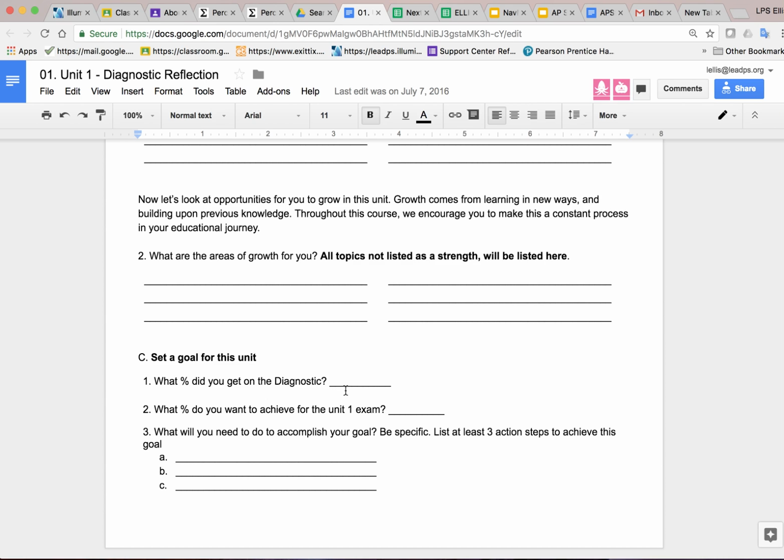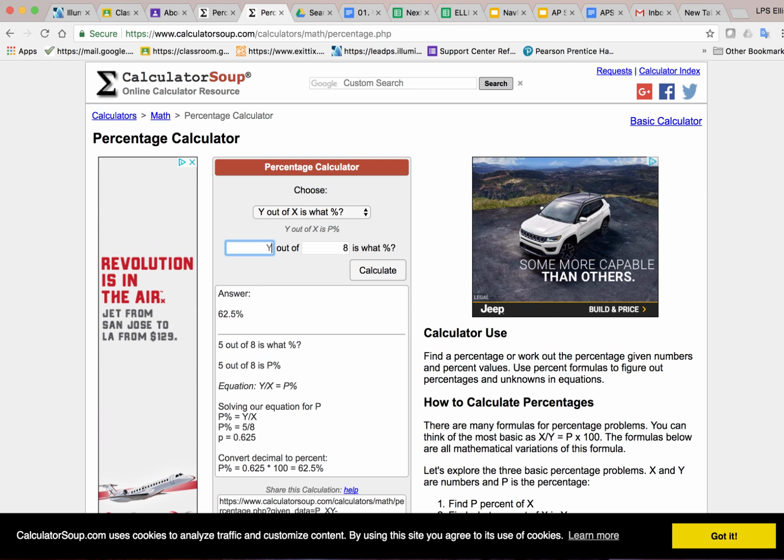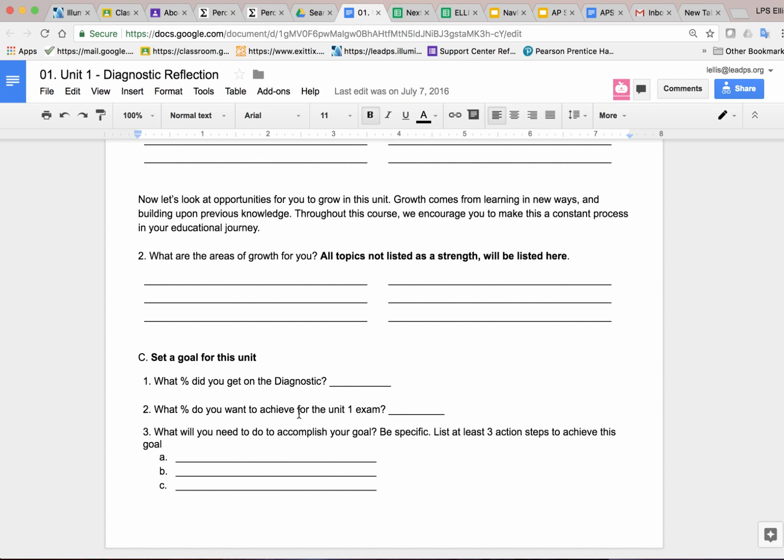Okay, so the last part is you're going to set a goal for this unit. What percentage did you get on the diagnostic? So again, look back at your diagnostic. How many out of 38? You'll go back to the percent calculator and calculate how many you got out of 38. Okay, and you'll calculate that. What percentage do you want to achieve for the Unit 1 exam? 95%, 100%. Set a high goal, and that way you will work towards that.